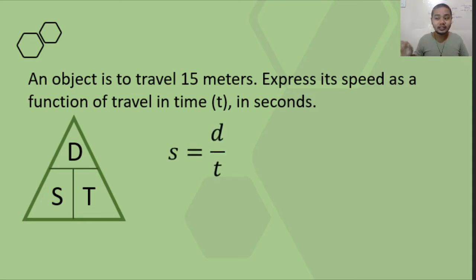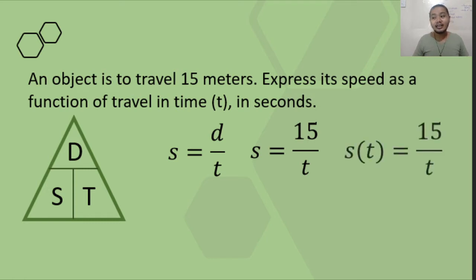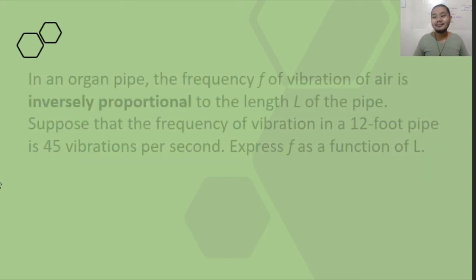Ngayon, focus pa rin dito sa screen natin. Yung 15 dito, that will be the distance. Kasi 15 meters, so that would be our distance. So, this will be S is equal to 15 over T. Yung last na gagawin natin, ang sabi dito express its speed as a function of travel in time that is denoted by T in seconds. So, in that case, yung S, palitan lang natin siya ng S of T. So, ito na yung magiging function natin. S of T is equal to 15 over T. Okay? Madali. Next example tayo.